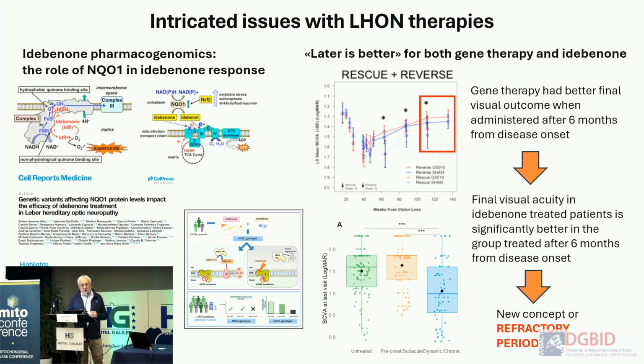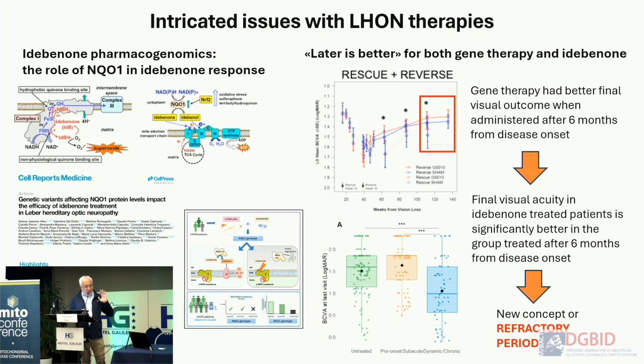So we wanted to look if this applies also to Leber's. And so we compared in a large consortium of people, untreated patients, patients treated within the first 6 months and patients treated after 6 months. And surprisingly enough, also with idebenone, the best outcome comes if you treat them later. And this is open to discussion.